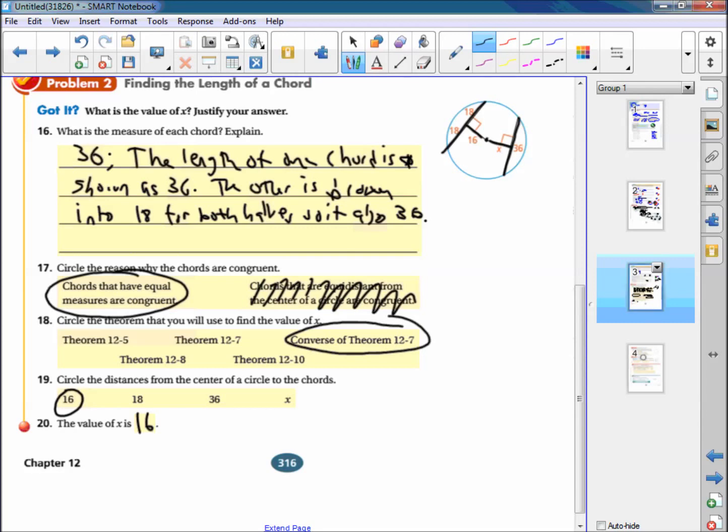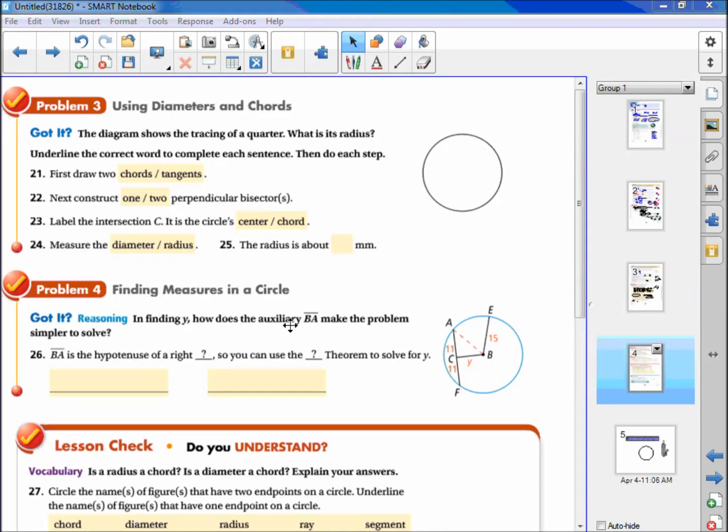All right, let's flip it over and check out our last page. Problem 3, using diameters and chords. The diagram shows the tracing of a quarter. What is its radius? Underline the correct word to complete each sentence, and then we're going to do each step. We'll fill this part in, and then I'm going to flip to the other page and show it so that I can use the tools on the smartboard a little easier.